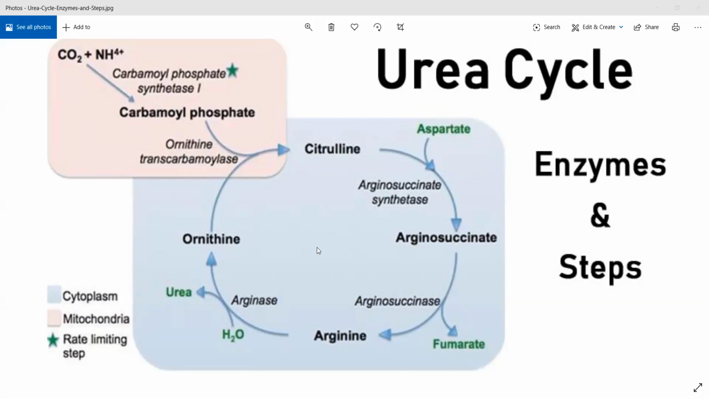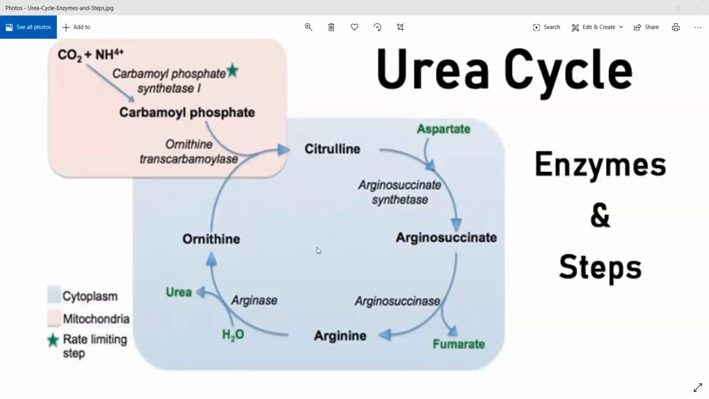Here, carbamyl phosphate will combine with ornithine in the mitochondria in the presence of ornithine transcarbamylase, and it will form citrulline. Citrulline will get out of your mitochondria and combine with an amino acid, aspartate. Here it is getting its second amino group. The first amino group it got from the initial step, where carbon dioxide combined with ammonia. Aspartate gives it the second amino group. In the presence of the synthetase enzyme, arginosuccinate synthetase, it will form arginosuccinate.